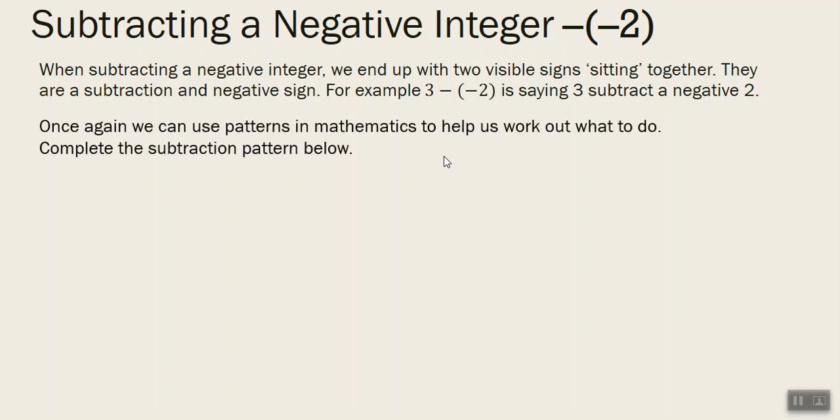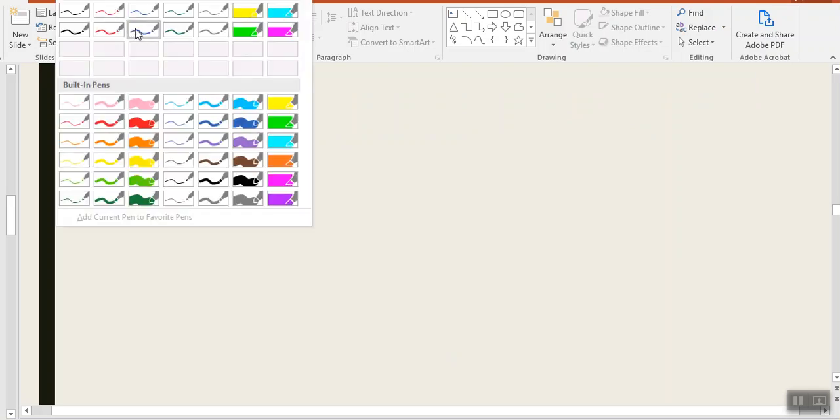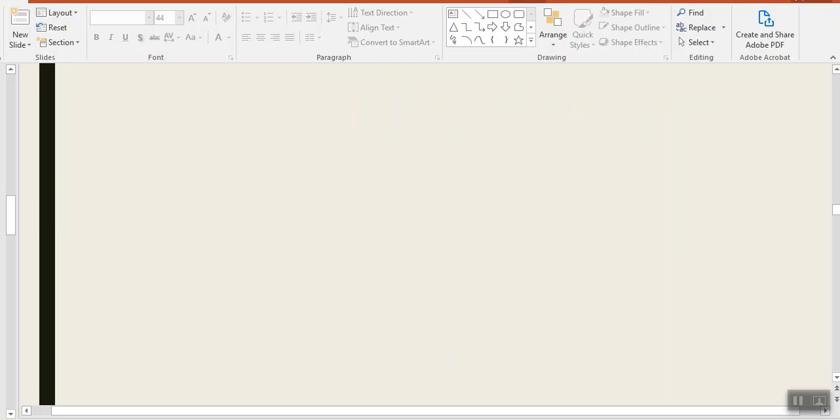Once again, we can use patterns in mathematics to help us work out what to do. So complete the subtraction pattern below. Let's just do this together. Just like before, we'll use the same numbers. We'll start off with our first column with 2's. We'll have 7 again. So 1, 2, 3, 4, 5, 6, 7. Please make sure you're writing this down as well. Now, instead of adding a negative integer, we are subtracting. So we should have a takeaway sign next instead of plus, because now we're doing the opposite.